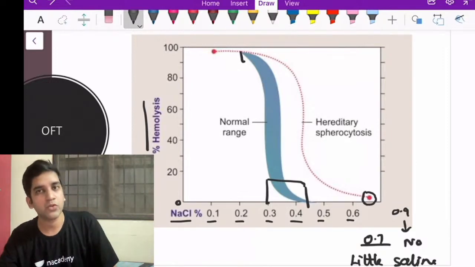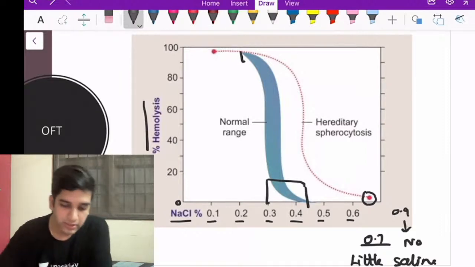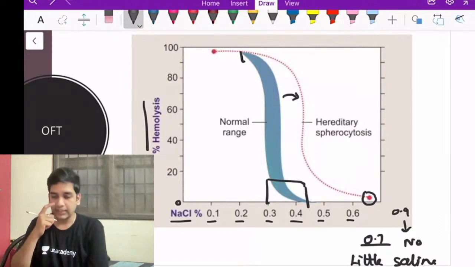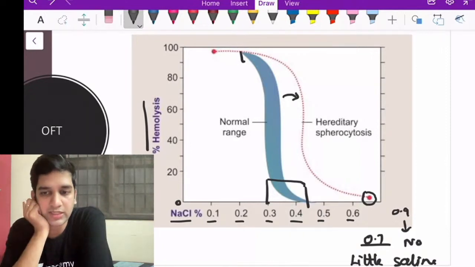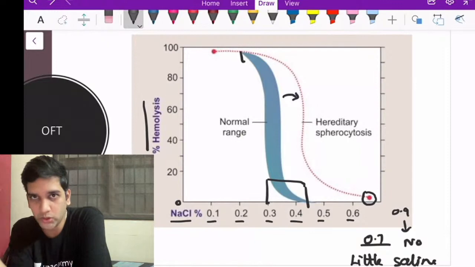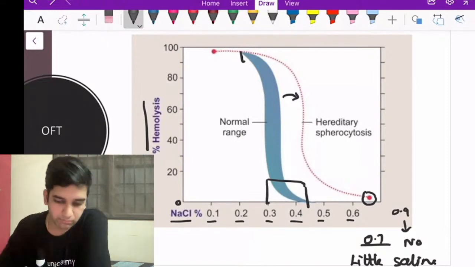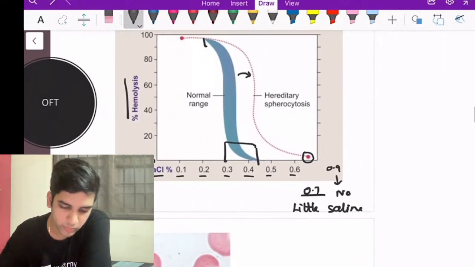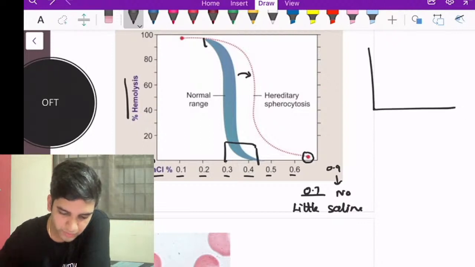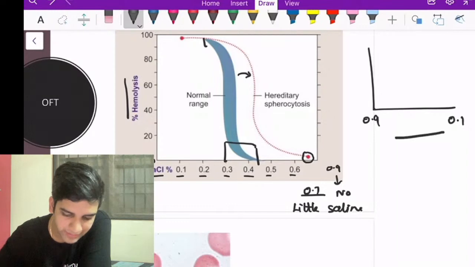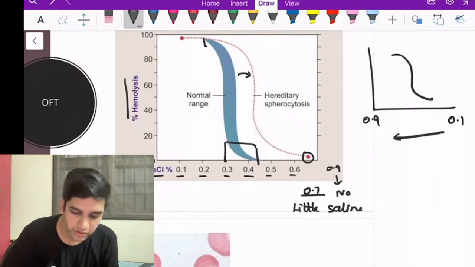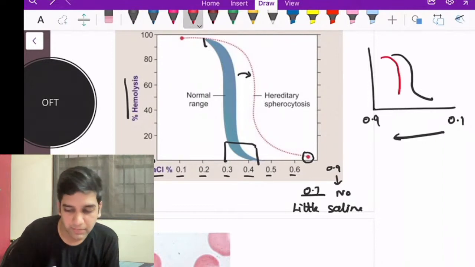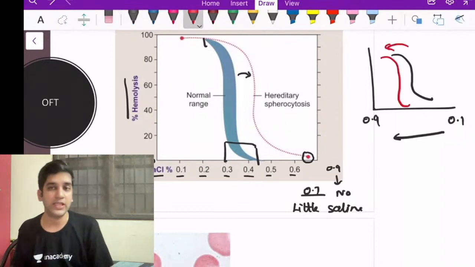They are more fragile, so the curve shifts to the right. The curve shifts here. Again, this shifting of the curve is totally subjective. Why I wanted you to understand this is, when I say a curve shifts towards one side, if by chance, by mistake, let's assume I am plotting a curve like this, 0 here, 0.1 here and 0.9 here. If I plot the curve in the reverse, the normal will still be here, and in hereditary spherocytosis it becomes this side, right? That's very important for me.